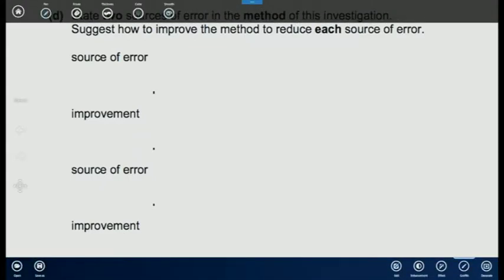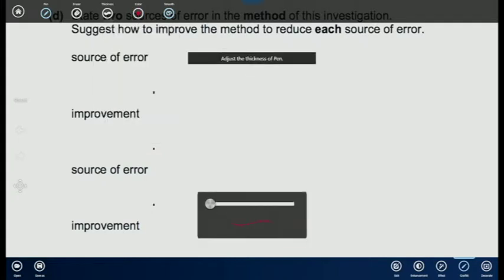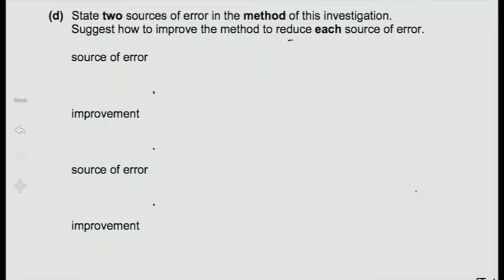Let's go to the next part of the question, which is page 4, part D of the question, which reads, state 2 sources of error in the method of this investigation and suggest how to improve this method to reduce each source of error. So we're looking at sources of errors with regards to how the students are conducting this investigation and ways of improvement, how it could be improved.